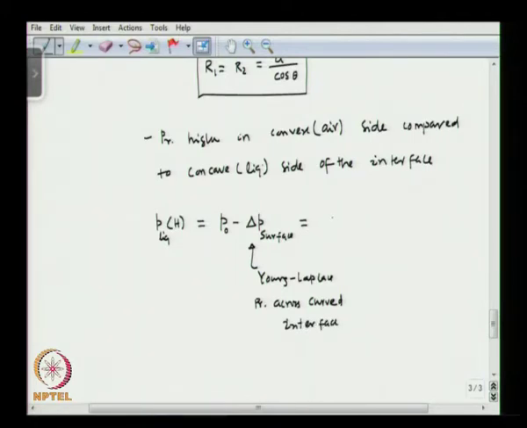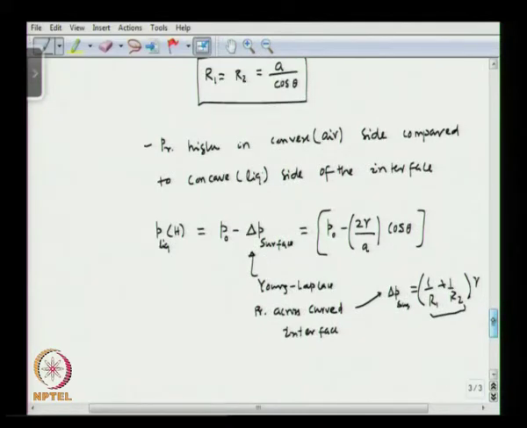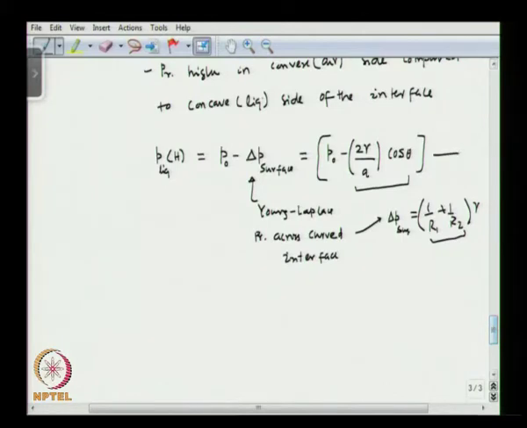So, we can write P0 minus 2 gamma over A into cos theta, okay, because we know that delta P across the surface is 1 over R1 plus 1 over R2 into gamma. This is what we derived earlier. Here R1 equal to R2 and they are equal to A over cos theta. So, you can write 2 gamma over A into cos theta, okay. Let us call this equation 1.